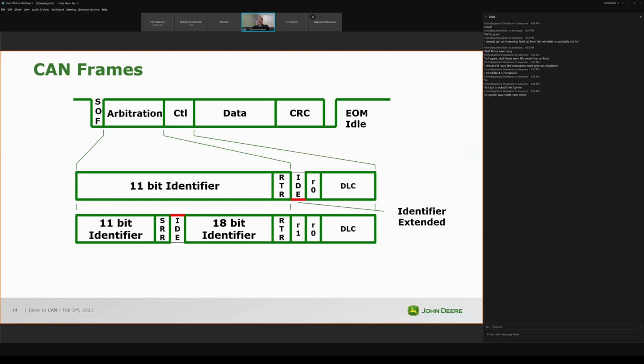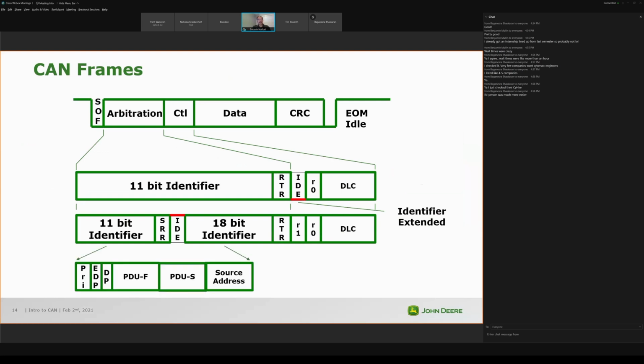When you have a 0, it means it will be an 11-bit identifier. And if a 29-bit identifier sends a 0 in the IDE, then it will be an error, and it won't be able to send, or the receiving controller will throw out errors saying that, hey, the frame that I got is an error frame.